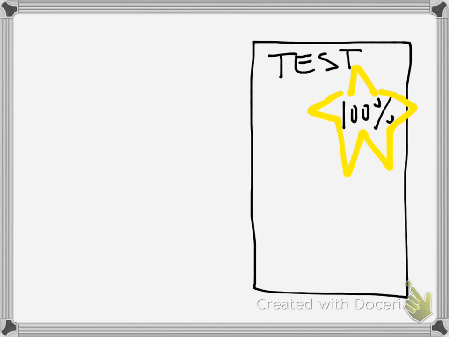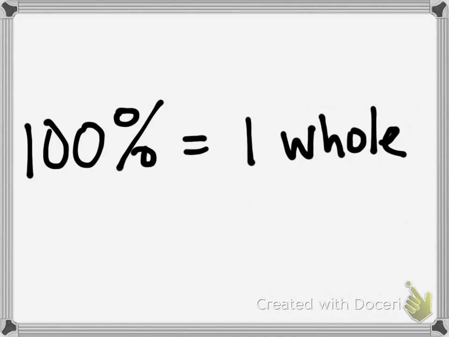So here's a silly little graphic of a test, and the person has 100% written on top of their test with a gold star drawn around it. If you got 100% on the test, then we know that you got them all correct. So that is a big clue as to what 100% means. What 100% means is one whole. So if you got a 100% on the test, you got one whole test correct.